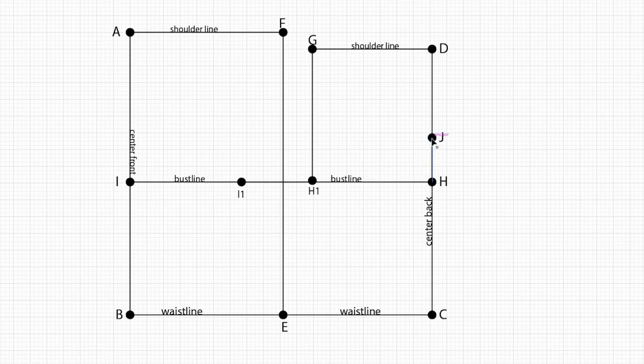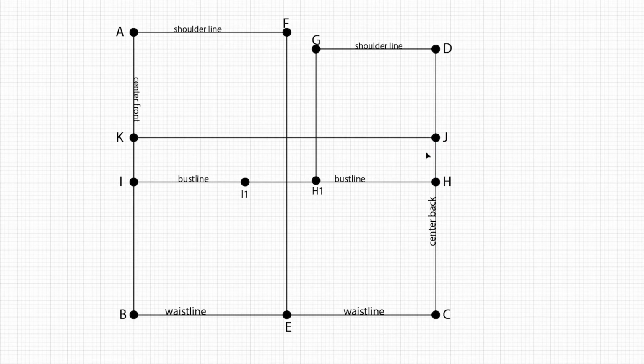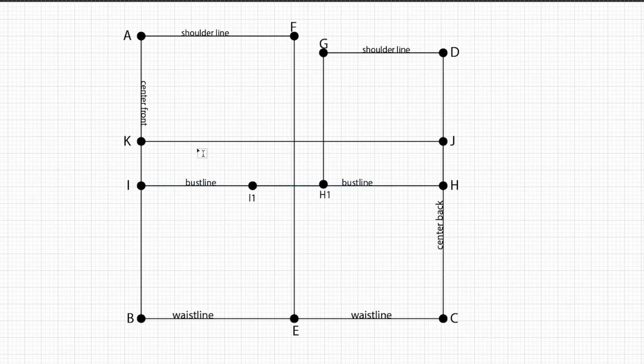From point J, draw a line all the way to the center front. After you draw your line from point J to the center front, mark that point K. The line we just created, the K and J line, label this line chest.